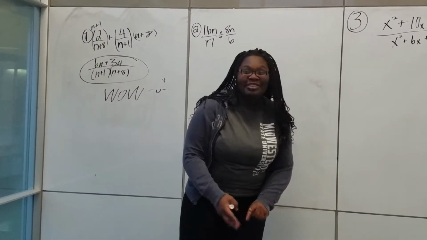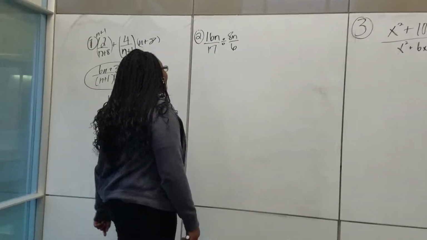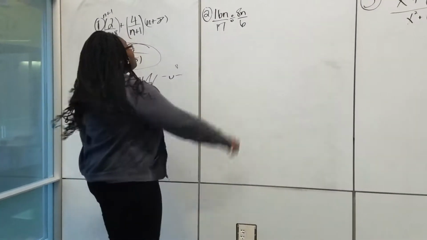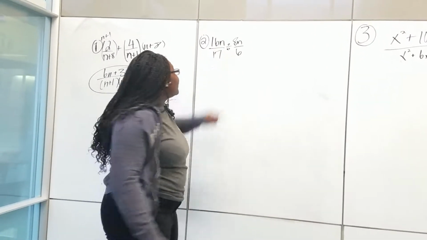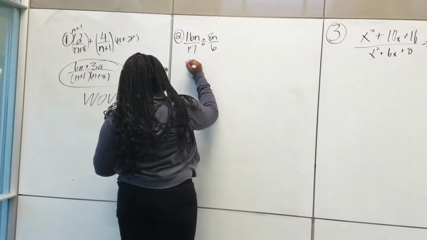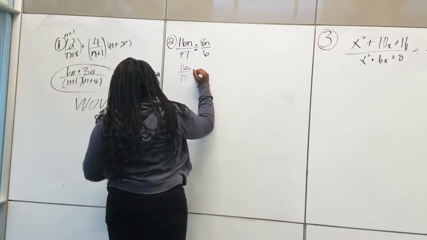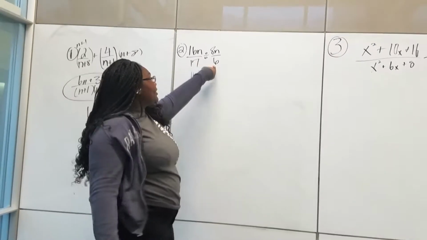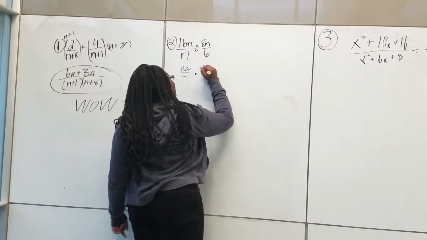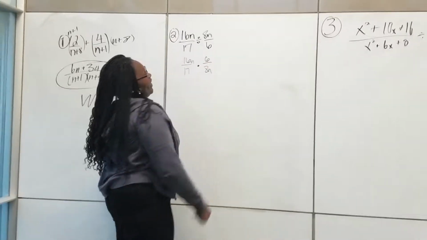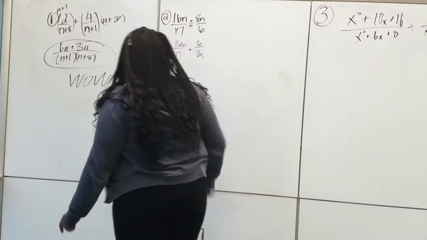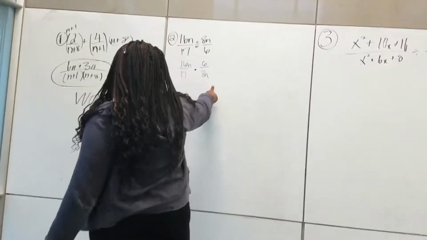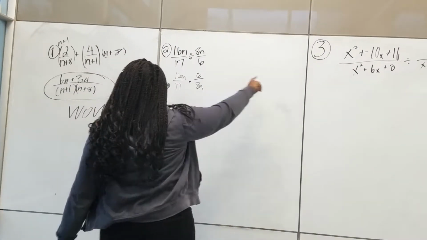It's called keep, change, flip. You keep your first fraction, you change the sign to multiplication, and then you flip your second fraction to 6 over 8n. And that is how you solve that one over there too. So let's go. Now since you're multiplying, you only need to multiply straight across.